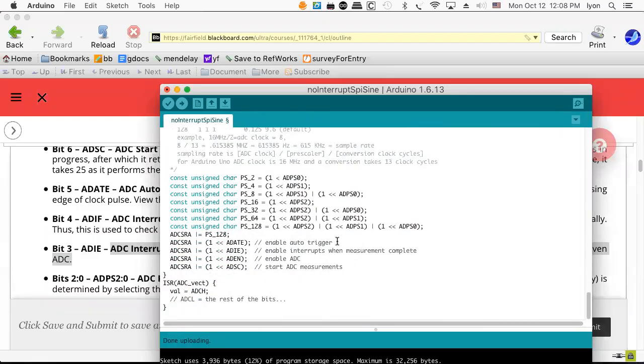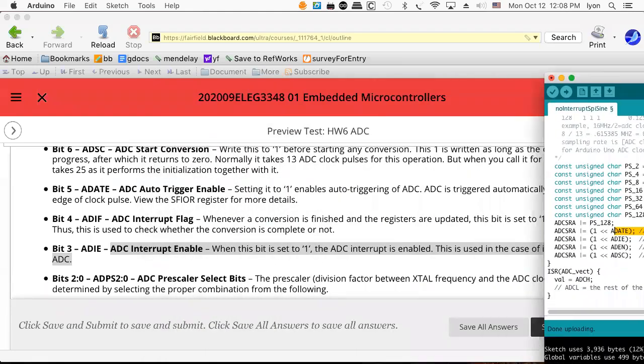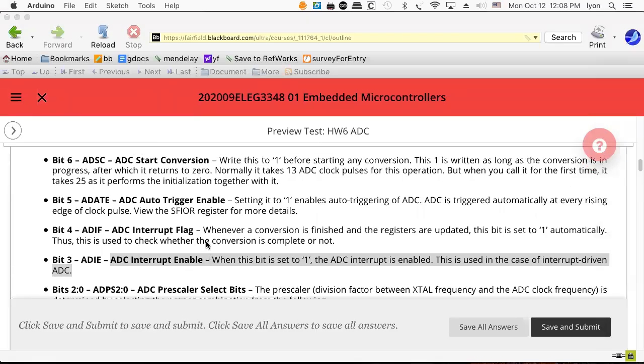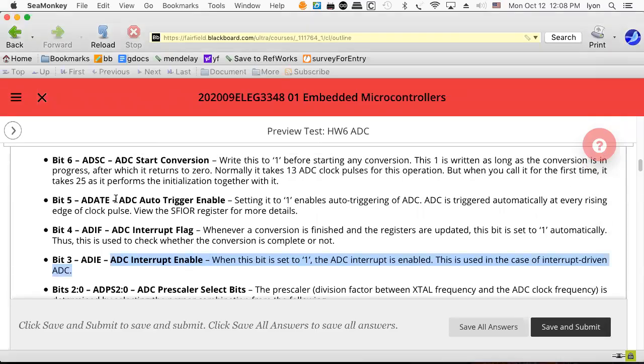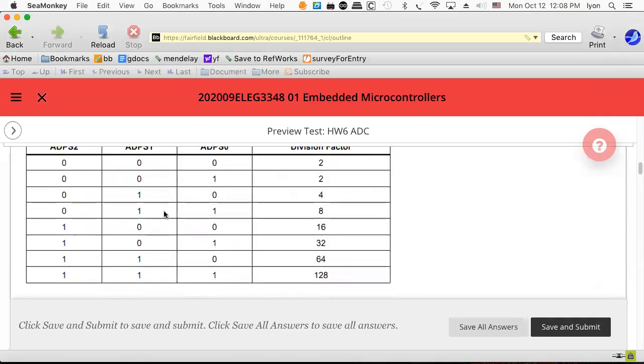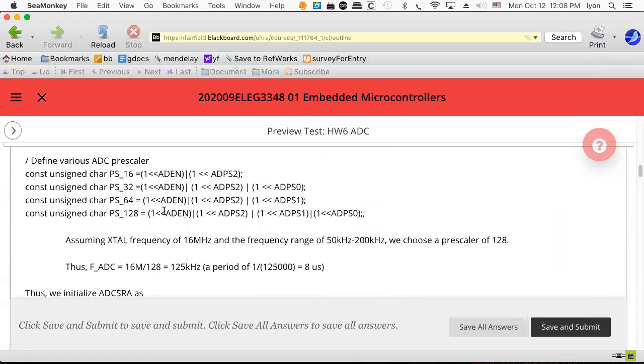And here's the auto trigger enable, and that's right in through here. Setting this to 1 enables auto triggering automatically every time there's a rising edge of a clock pulse, and that lets it free run.